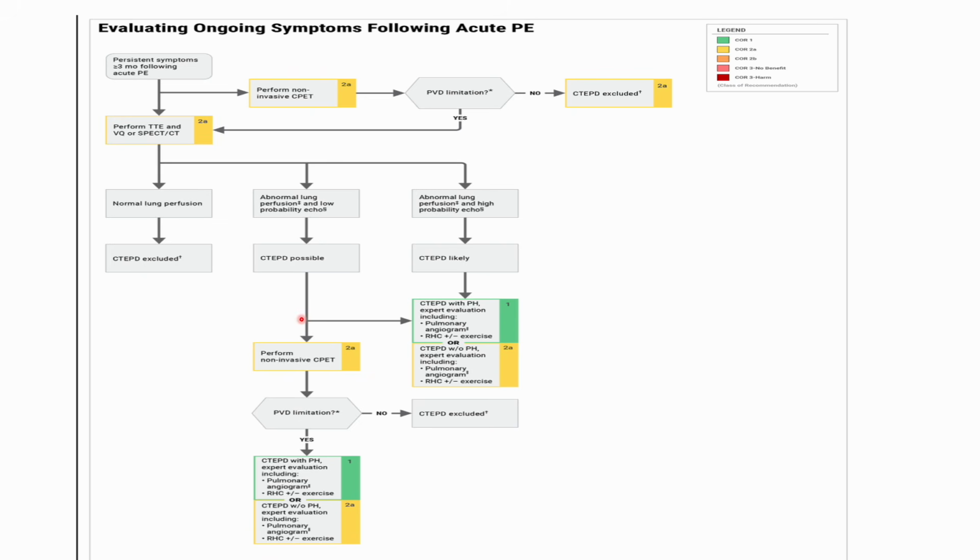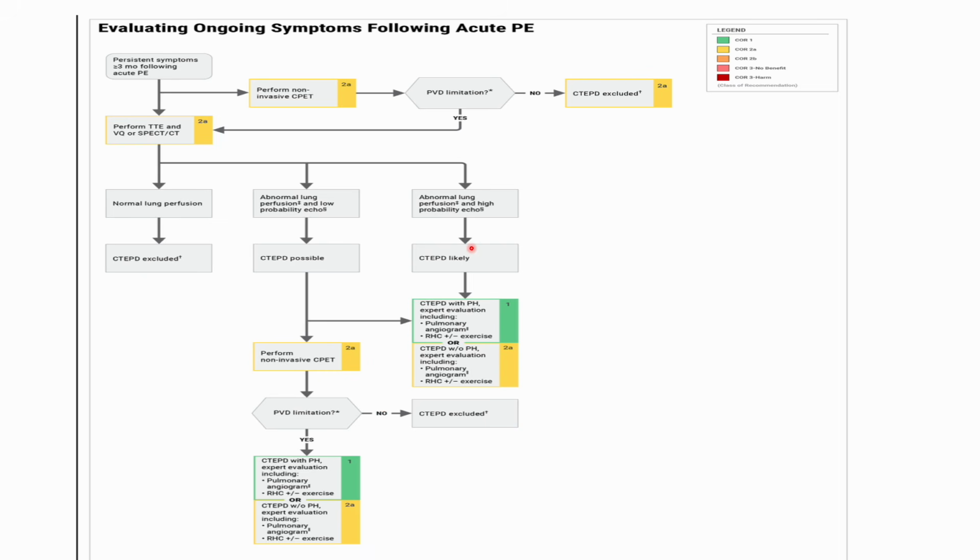Now, if the probability is low but yet exists, then in this group of patients, you again think of performing a non-invasive CPET and confirming the PVD limitation. And if that's the case and he has pulmonary hypertension, then you would do a pulmonary angiogram, a right heart catheter, or an exercise tolerance test, or you may do an extensive evaluation for this patient and decide the further course. If there was no limitation, then obviously you would exclude CTEPD.